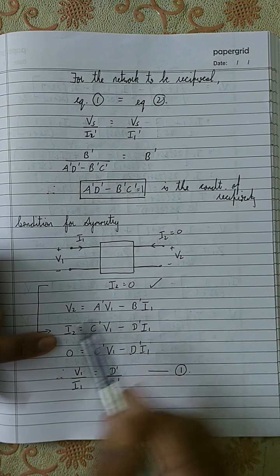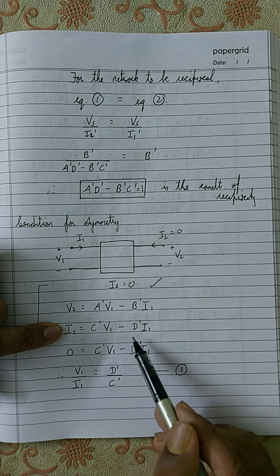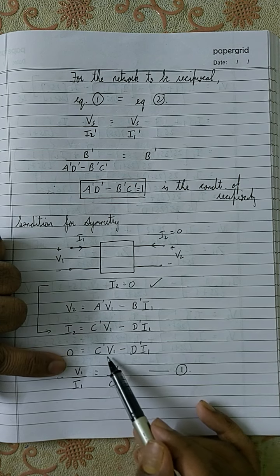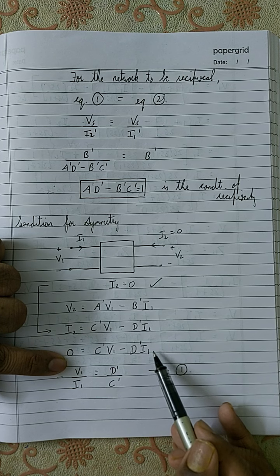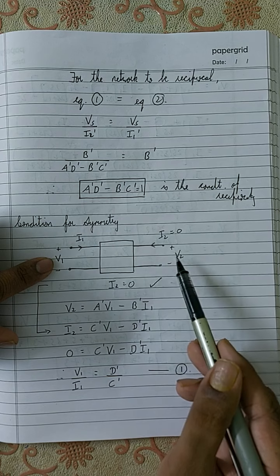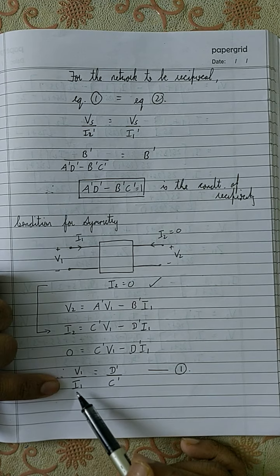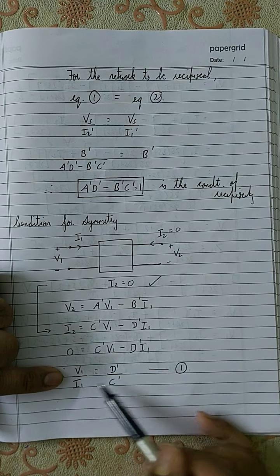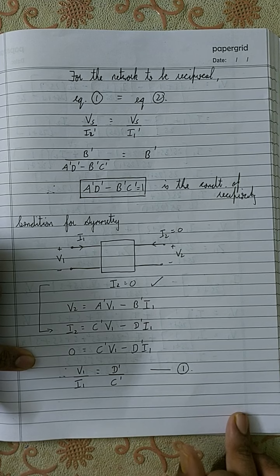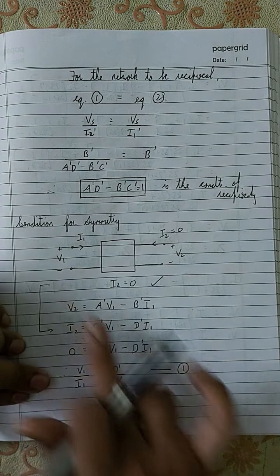So if you see over here, there's already an equation I2 is equal to C dash V1 minus D dash I1. If I put I2 equal to 0, then 0 is equal to C dash V1 minus D dash I1. My aim is to find the voltage to current ratio of one port keeping the other port open. So the ratio V1 by I1 is equal to D dash by C dash. Hence I found the first case, that is, the ratio of one port.